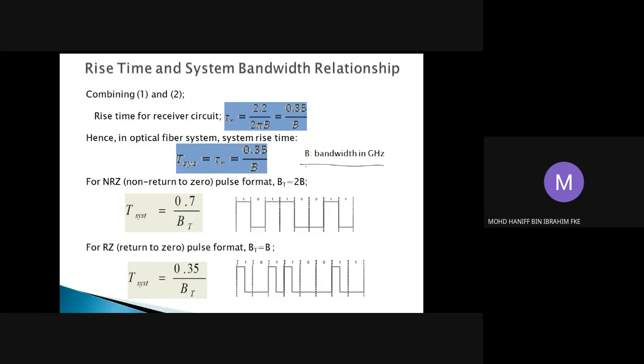Okay, so we can use this idea in our optical system. In our optical fiber system, normally we use tau sys as the representation of the system rise time in optical fiber. So the system rise time will be written as 0.35 divided by B. Okay, so that is the equation that relates the system rise time and the bandwidth of our system.